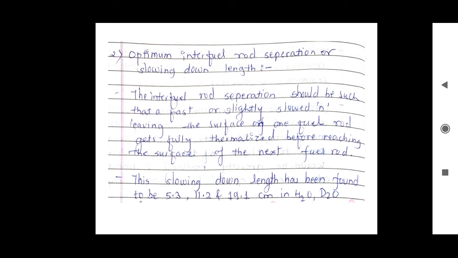Now the second step, optimum interfuel rod separation or slowing down length. The interfuel rod separation should be such that fast or slightly slowed neutrons leaving the surface of one fuel rod get fully thermalized before reaching the surface of the next fuel rod. We have to convert fast neutrons into slow, or thermal, neutrons. This slowing down length has been found to be 5.3, 11.2 and 19.1 centimeter in water and D2O, that is heavy water.